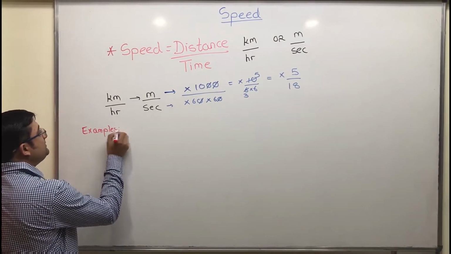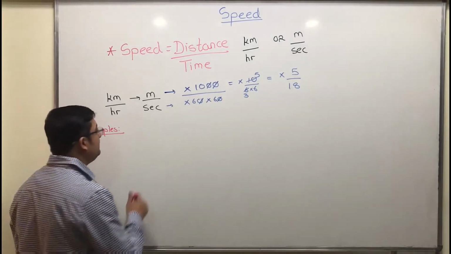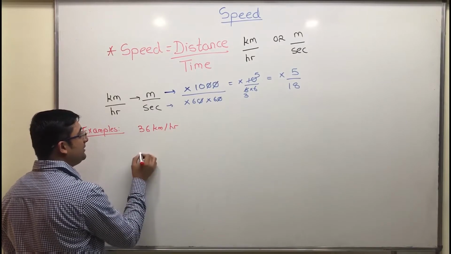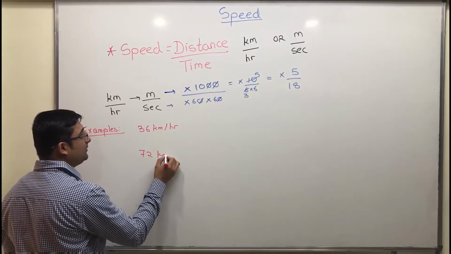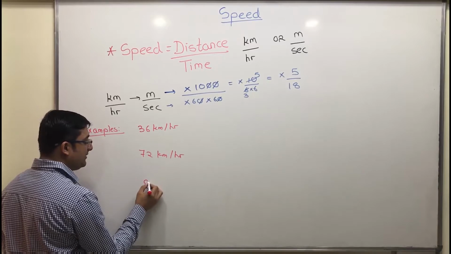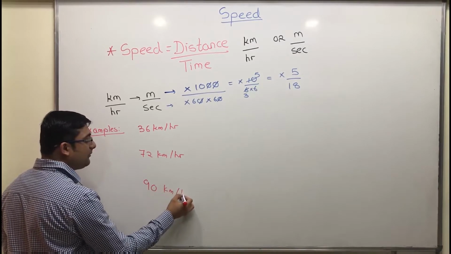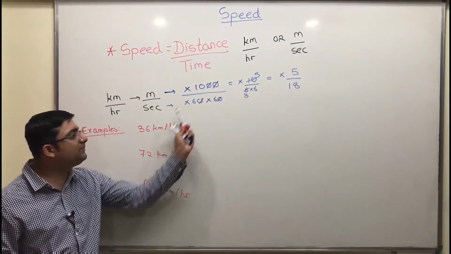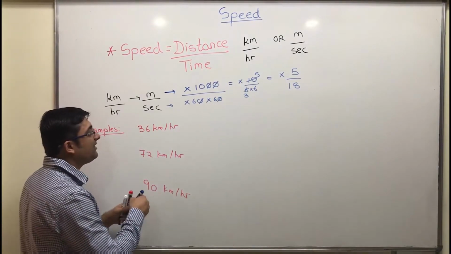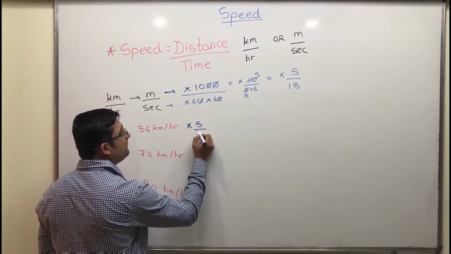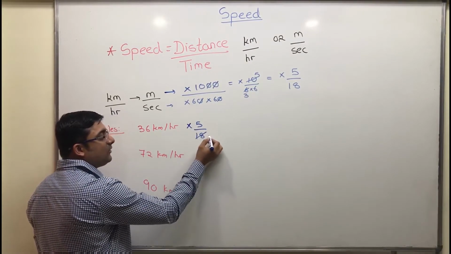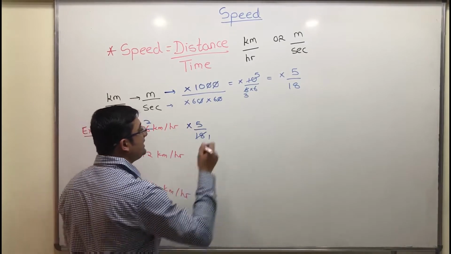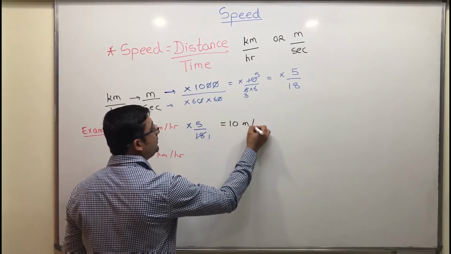So I'm going to write down certain speeds in kilometers per hour. We'll convert them in meter per second. So let's say we have 36 kilometers per hour. Then we have 72 kilometers per hour. And let's say we have 90 kilometers per hour. So I want to convert these speeds in meter per second. So whenever you want to convert kilometer per hour to meter per second, just multiply by 5 by 18. So into 5 by 18. So see, 18 divided by 18, 1. 36 divided by 18, 2. 2 into 5, we get the answer as 10 meter per second.